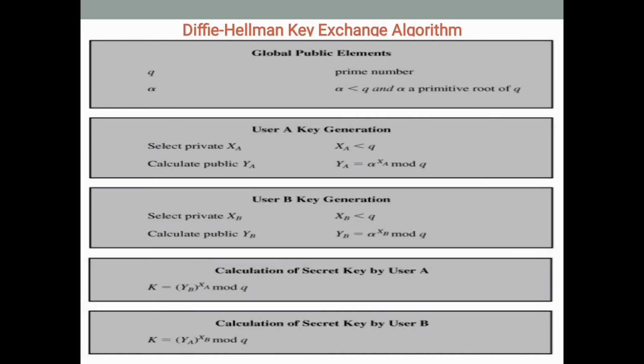Okay, so the secret key K can be calculated from YB power XA mod Q. And at the destination side, that means user B, he can also calculate the secret key K is equal to YA power XB mod Q. So YA is the public key of user A, and XB is the secret key of user B. So at the user sides A and B, both of them will have the same key K. The K value will be same at the source side as well as at the destination side.